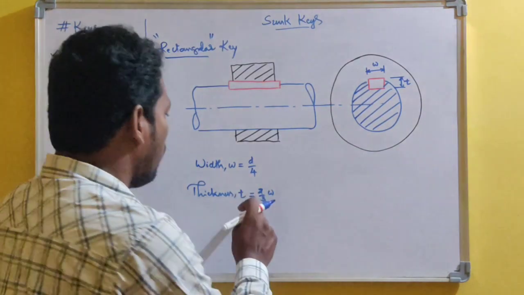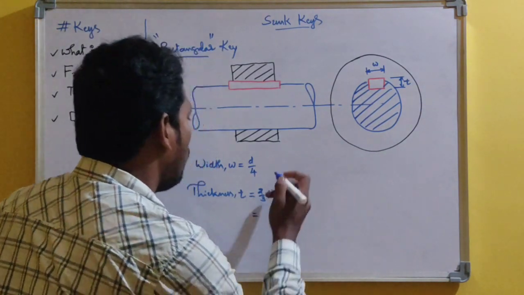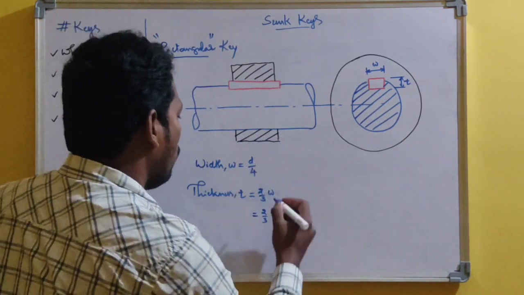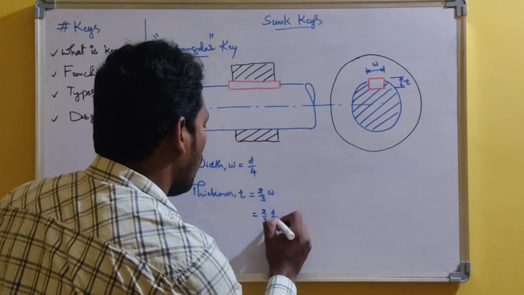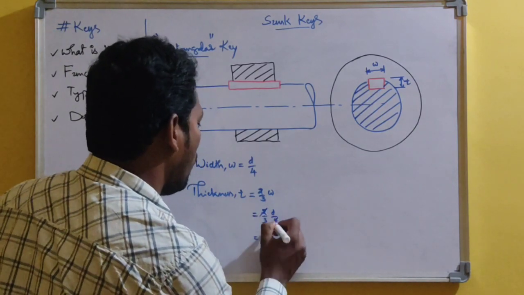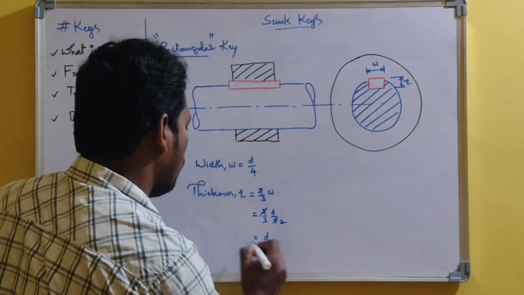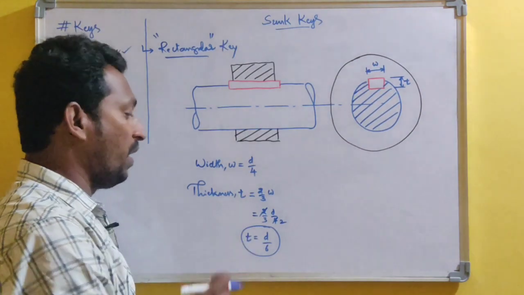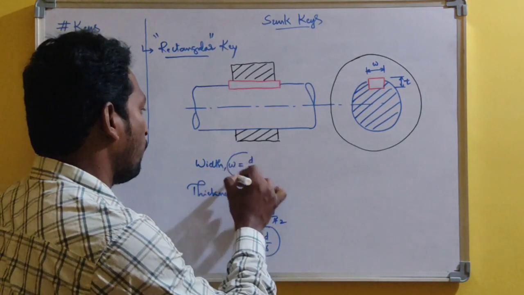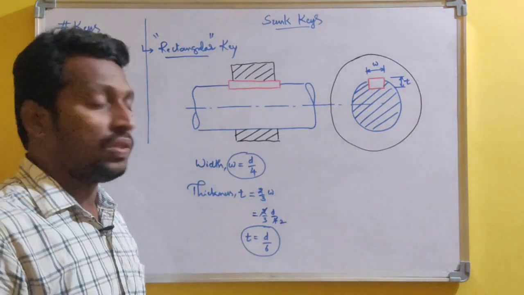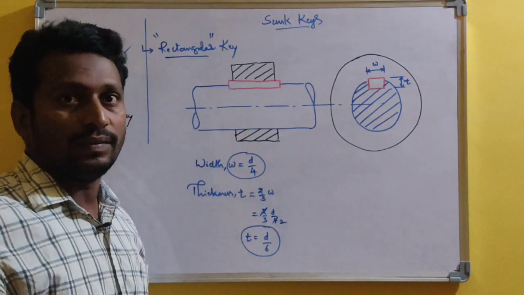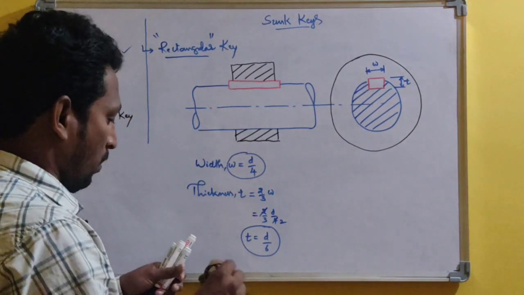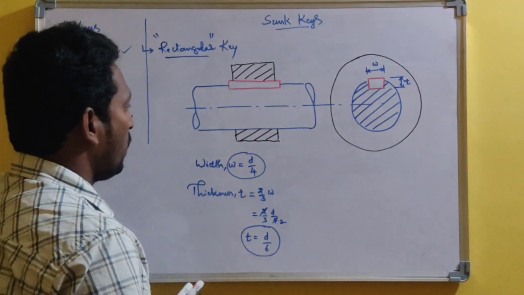In the case of thickness, when we substitute W here, 2/3 times, and we know that W equals D by 4, so this will be D by 6. So in terms of diameter, the thickness is D by 6 and the width is D by 4. These are the dimensions for the rectangular key. The next one is the square key.